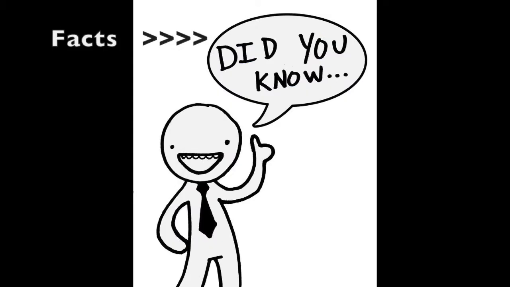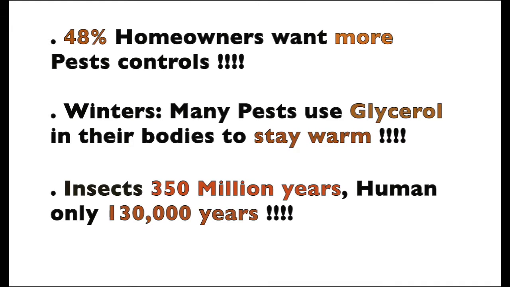And now I would like to mention some facts about pests. First, 48% of homeowners want more pest control for their gardens. Second, during winters, many pests use glycerol to handle the cold. Third, insects have lived for 350 million years, and humans have enjoyed the earth for only 130,000 years.